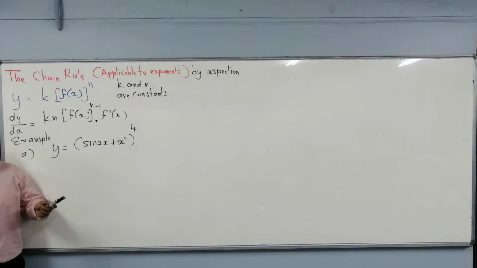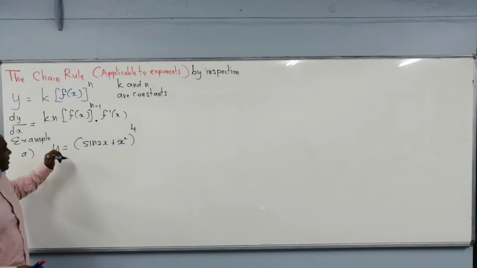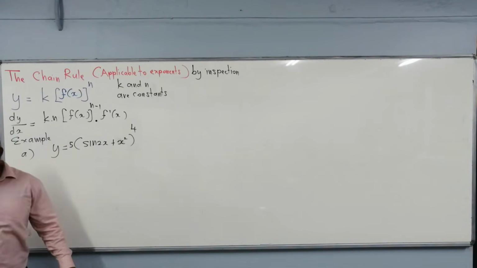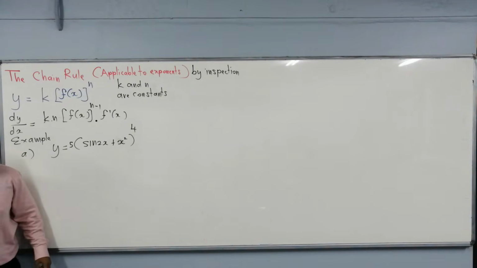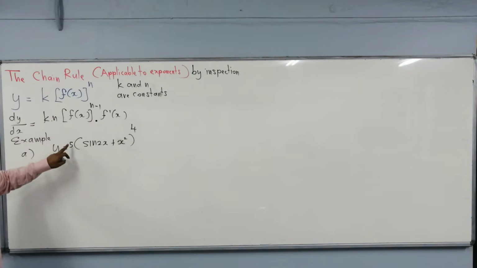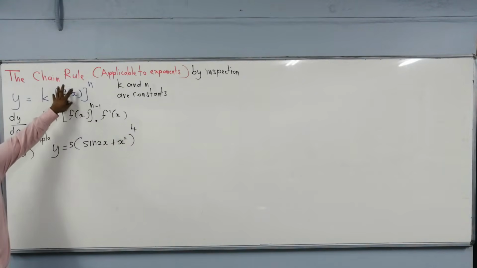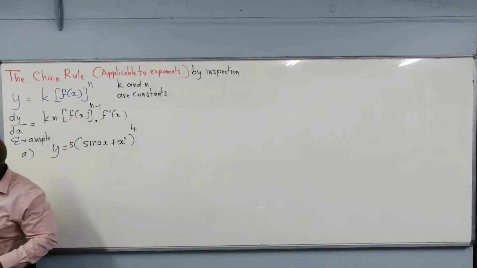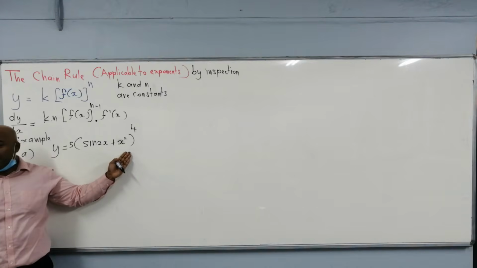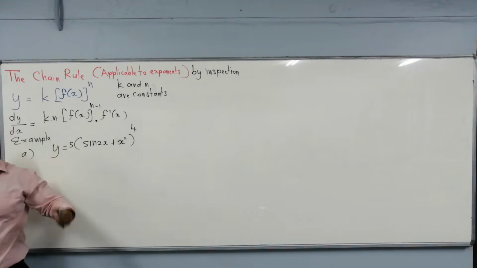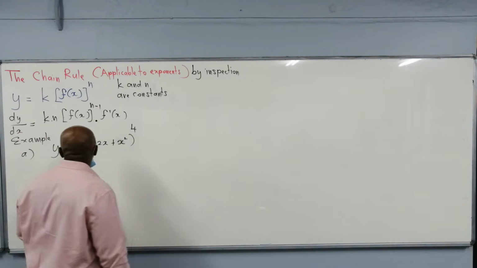So I check now. Let's add a number in front, let's put it as 5, any number in front. So now my k here is 5, my n here is 4, and my function of x is something from the table of derivatives. It's sine 2x plus x squared. Can you see that? Now, I need to differentiate.